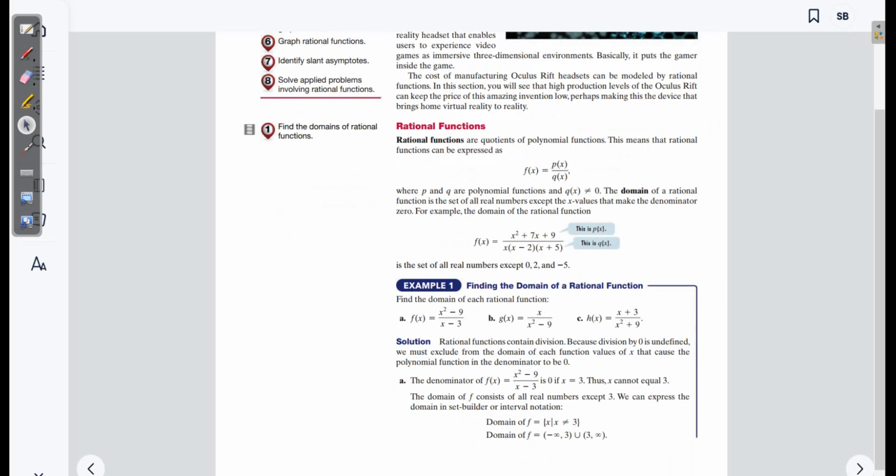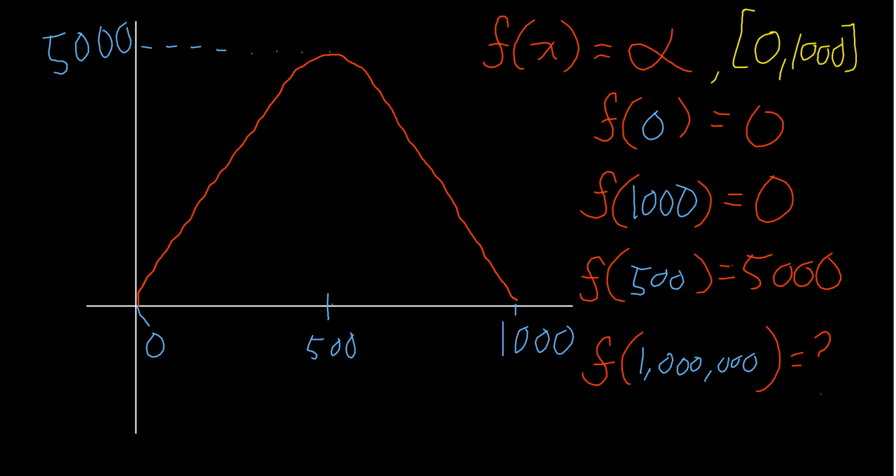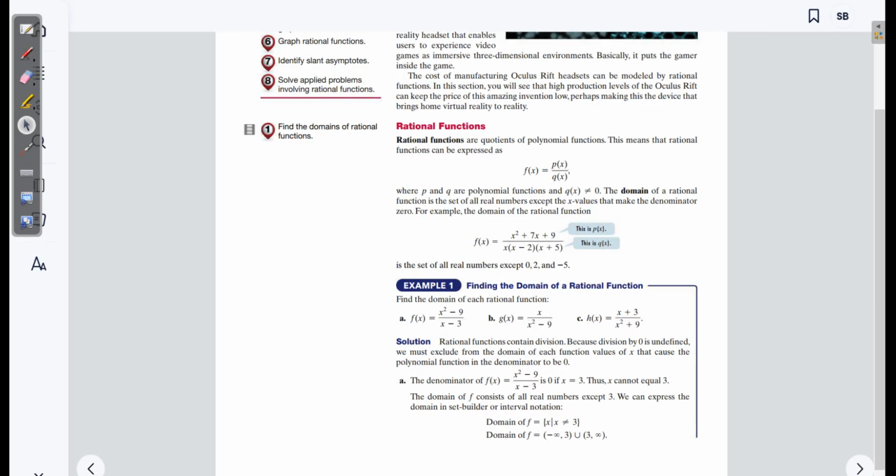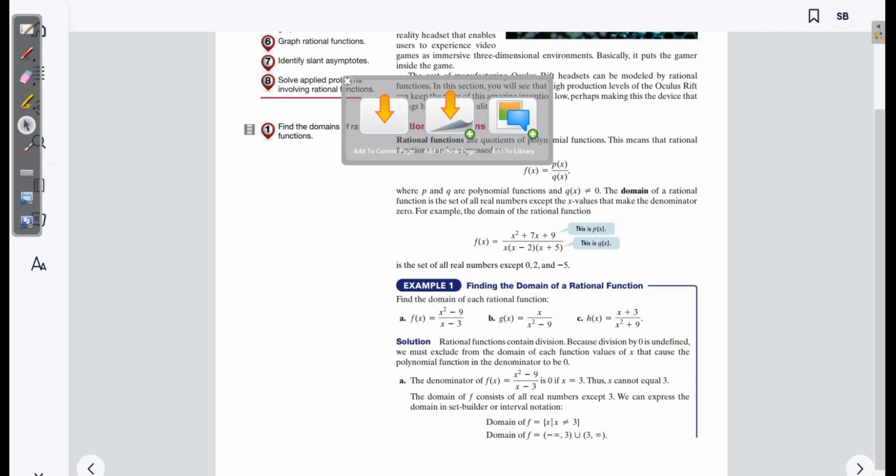Example 1. So example 1. Oh no, let's, yeah, that's not bad. Okay, so let's try that again. Example 1. We are wanting to find the domain of these functions.